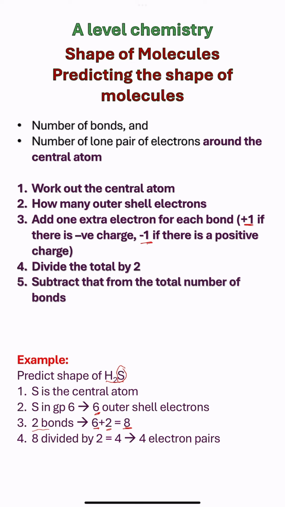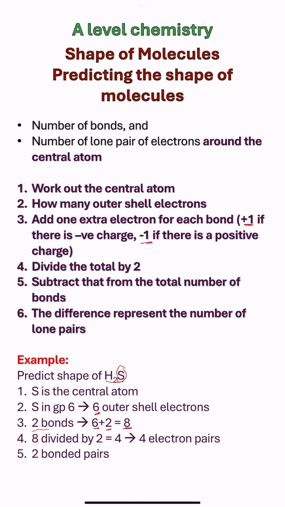And then subtract the number of bonds from the number of electron pairs. So 4 take away 2, which is the number of bonds, gives 2, and that will give us the number of lone pairs. So now we have 2 bonded pairs for H2S and 2 lone pairs.